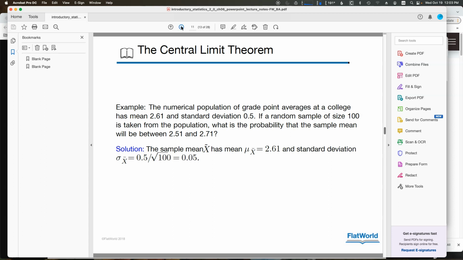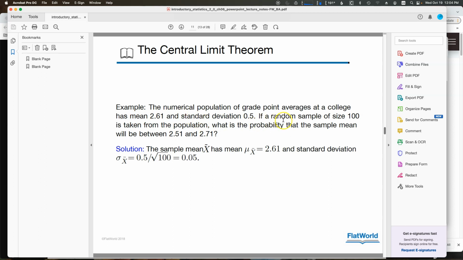So let's look at an example of how we would do that. Let's say we have a random sample size of 100. Ding, ding, ding, right? That should say to us that the central limit theorem likely applies. Here we're being told that the population, so in this case I do know the population, has a mean score of 2.61 and a standard deviation of 0.5. Now, what if I take a sample of 100 from that entire population? Here I already know what the mean and standard deviation are.